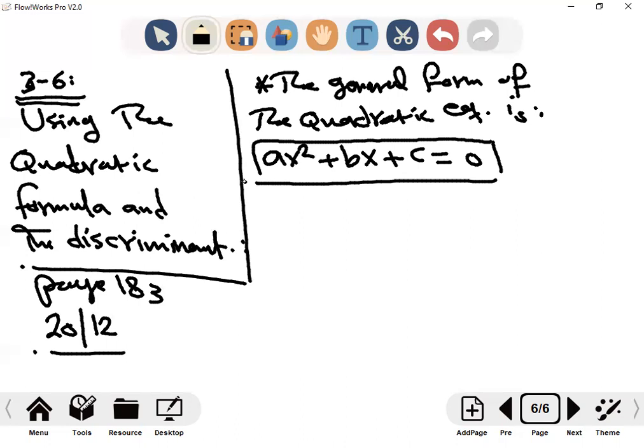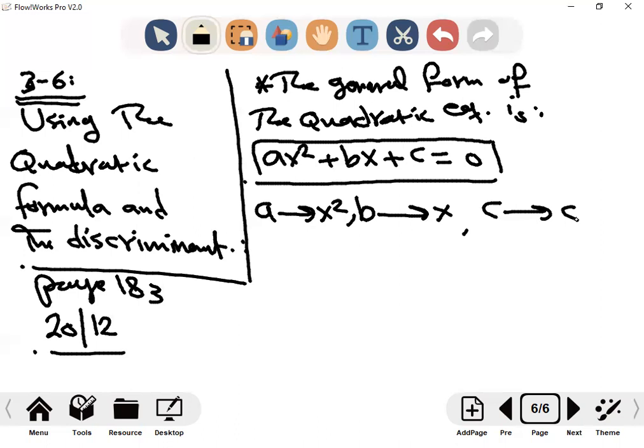Okay? Now a is always with what? With x power 2, always. When I ask what's a, it is the coefficient of x power 2, okay? B is always the coefficient of x, and c we call the free term, right? C is the number which is alone without x. So a is the coefficient of x power 2, b is the coefficient of x, and c is the free term.